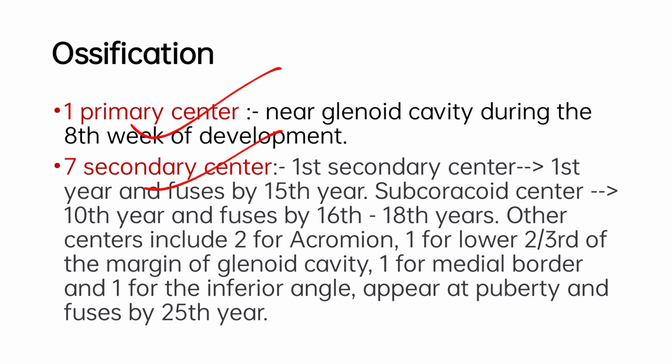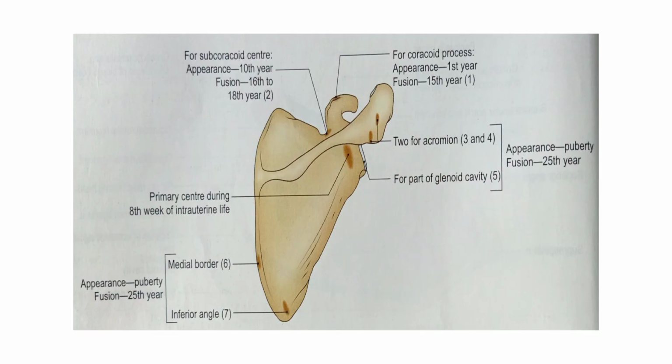And the 7 secondary centers, the first center appears in the middle of the coracoid process during the first year and fuses by the 15th year. So in this diagram all the centers are clear. So this is the coracoid process and the first secondary center. The subcoracoid center appears in the root of coracoid process during the 10th year and fuses by the 16th to 18th year.